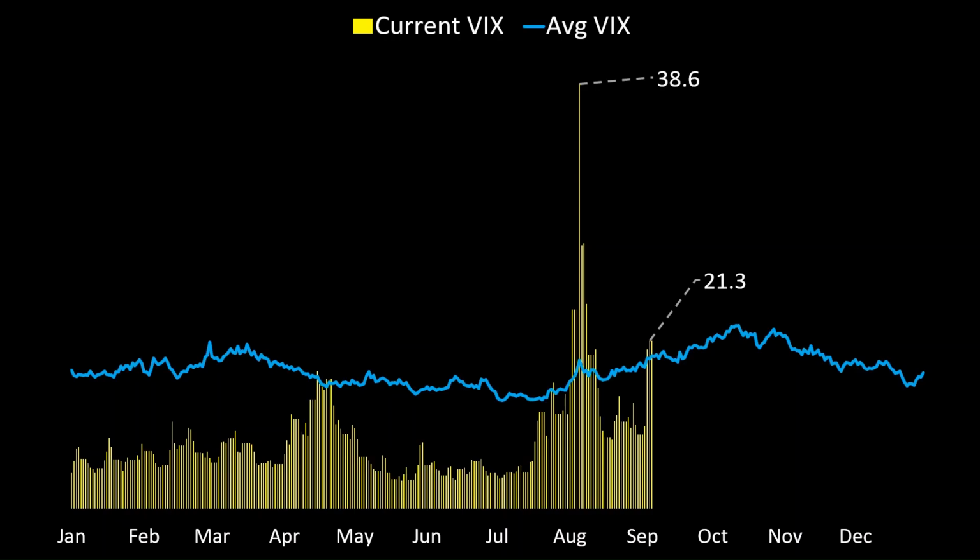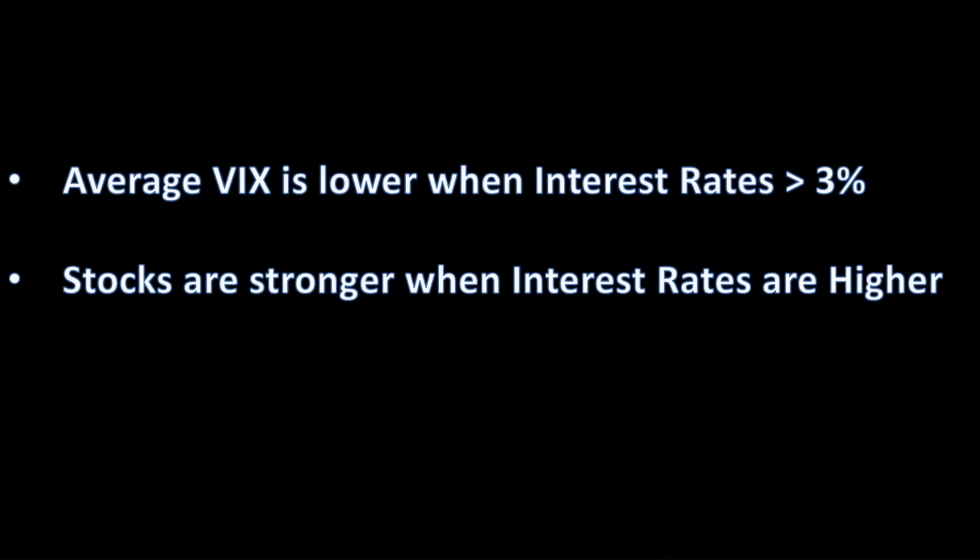Current levels are 21.3 on the VIX, which is a little bit above that average. This is important. We're going to tell you in just a moment why that actually is so important. That could be a game changer.